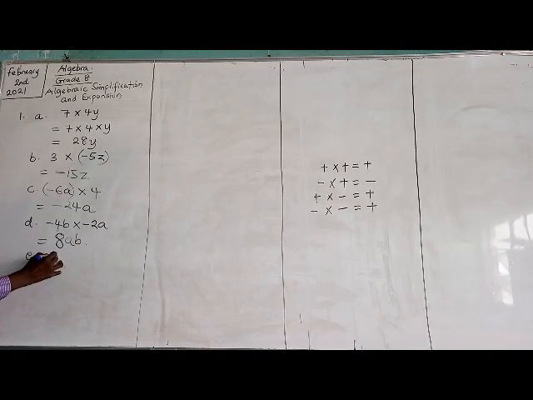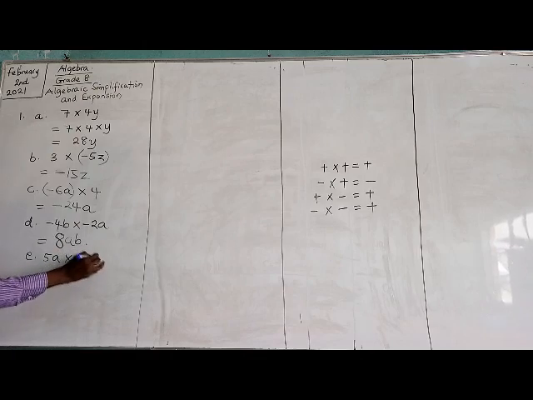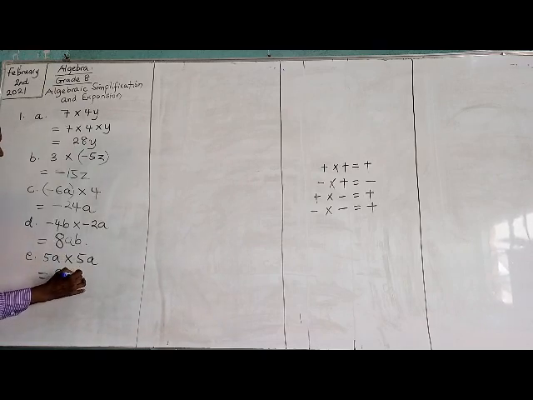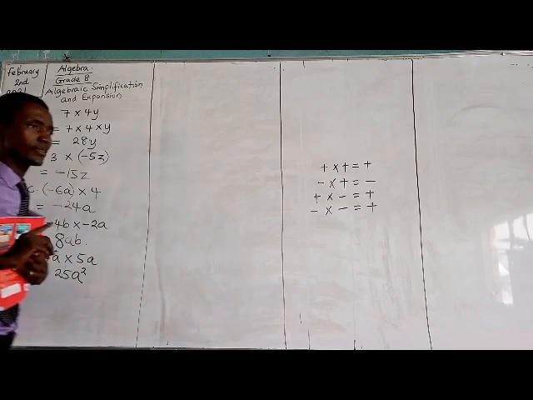This will be 5a times 5a. Now what is 5a times 5a? This one is quite simple. Both terms are positive, so we expect that the answer will be positive. 5 times 5 will give you 25. And a times a will give you a squared.